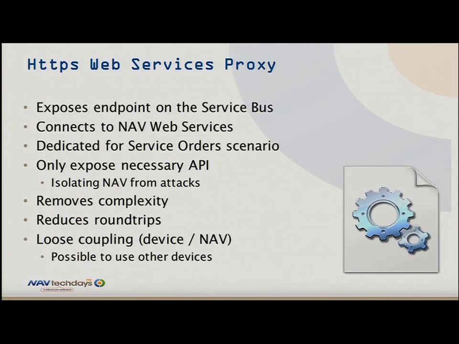The proxy connects, of course, to web services using a dedicated username, runs as a Windows service, and it also reduces complexity and reduces the number of round trips you have from the phone. If you were to communicate directly from the phone to NAV, well, in some cases, as I'll get back to in a moment, you actually do need a number of calls to NAV to get the service orders that are assigned to you and the service orders that are assigned to nobody, and then get the location of the customers and stuff like that based on that.